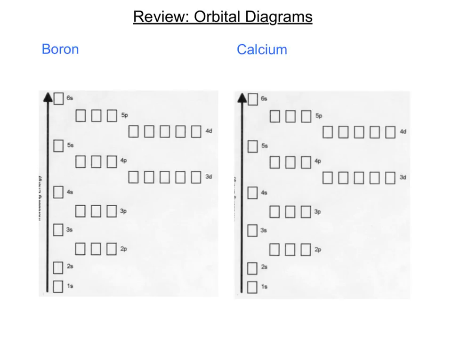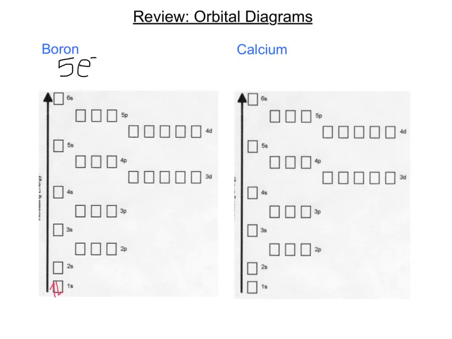So let's go ahead and do a little bit of practice on how to do orbital diagrams. The first step is to find how many electrons are in each atom. So boron has 5 electrons. First we have to fill the lowest unoccupied orbital, which is the 1s, and that occupies 2 electrons. I've used 2 out of the 5. I still have 3 left.